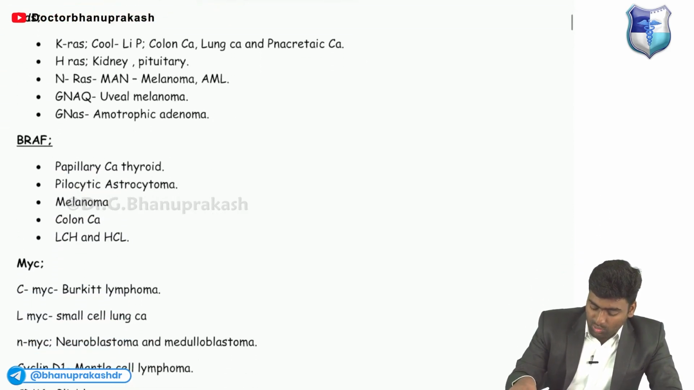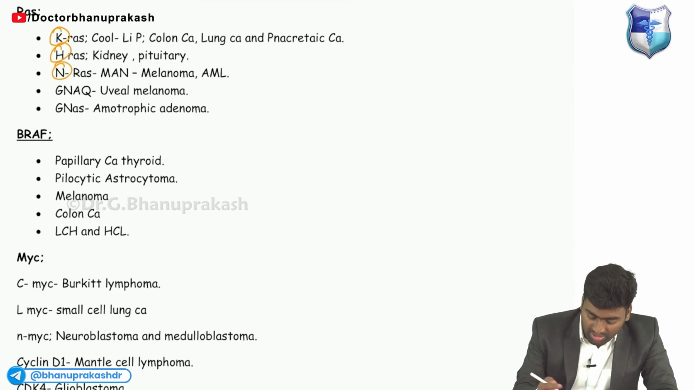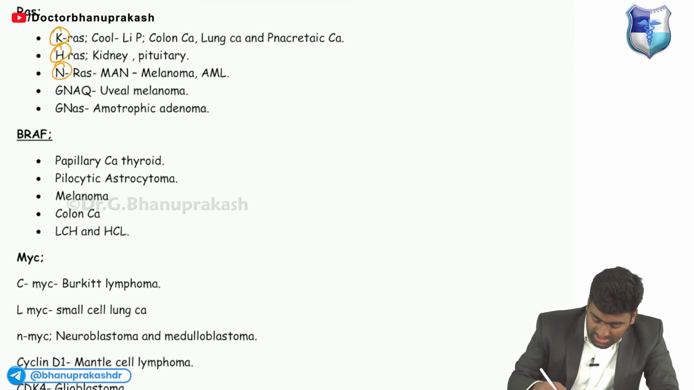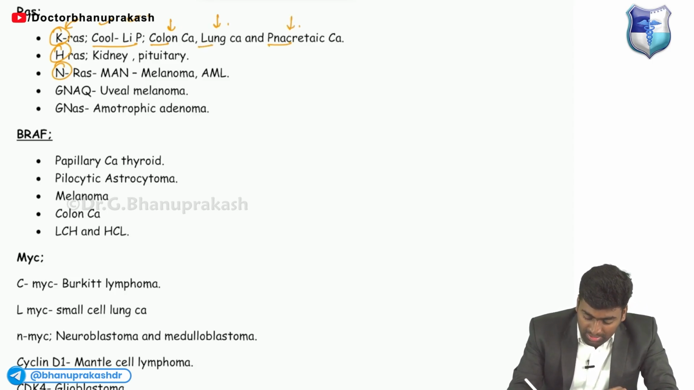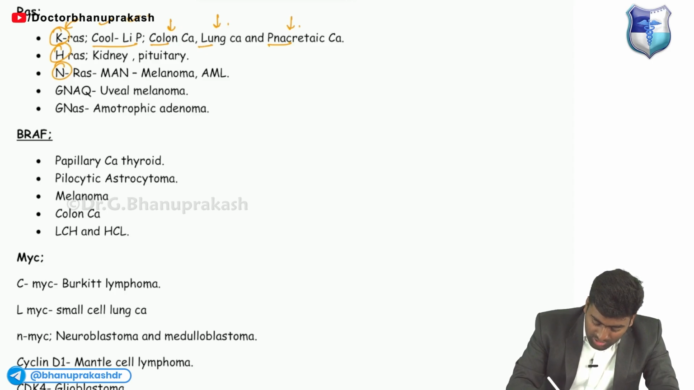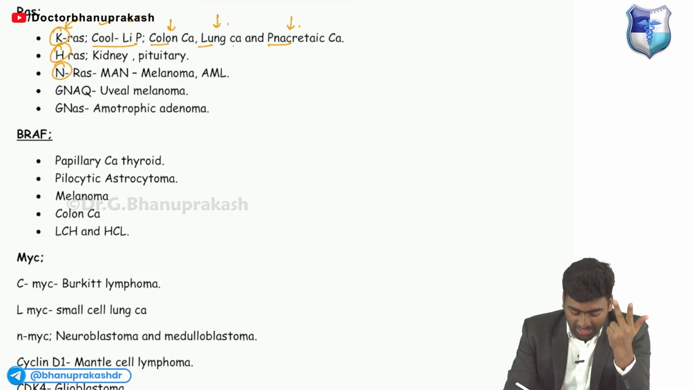And next, about the RAS genes. You need to know about KRAS, HRAS, NRAS. If you see the K, remember it as COLIP. You know this COLIP, right? Remember it is colon cancer, lung cancer, and pancreatic cancer. The three cancers: colon cancer, lung cancer, and pancreatic cancer.